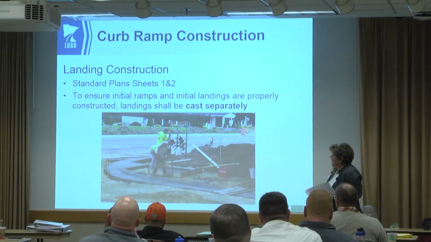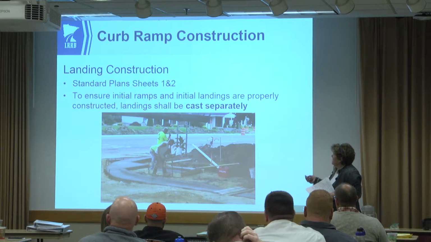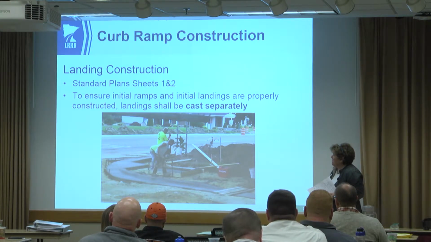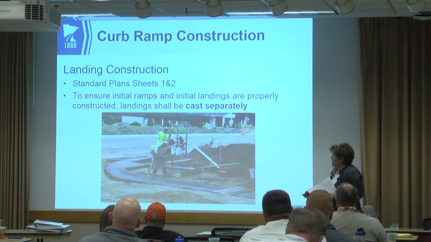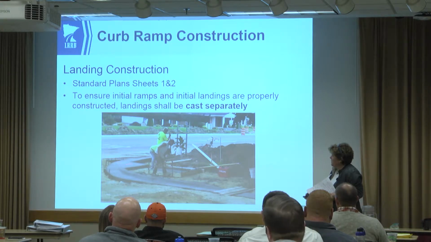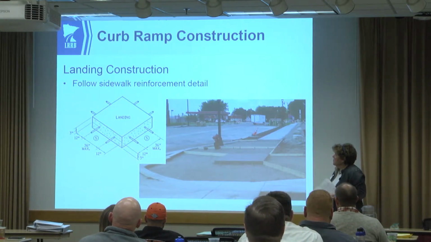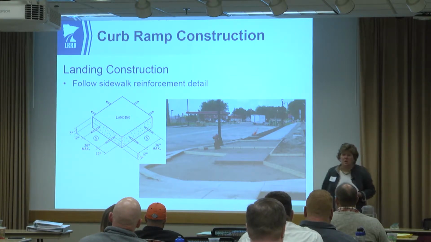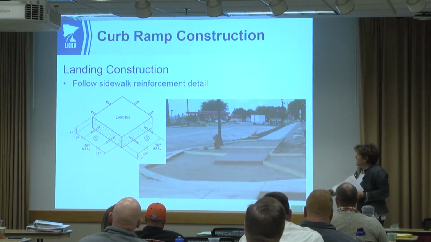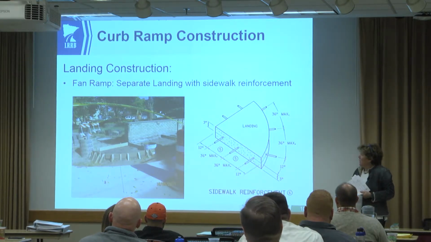Landing construction, again, to ensure that your initial ramps and landings are properly constructed, they should be cast separately. Here's that little piece of Winona curb placed with the gutter. Landing construction, sheet 6 of 6 shows your reinforcement details. Here's for a square landing and for a radial landing.